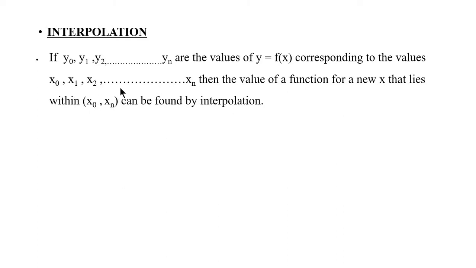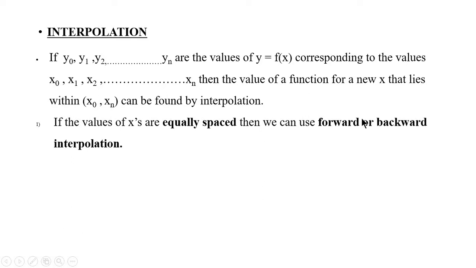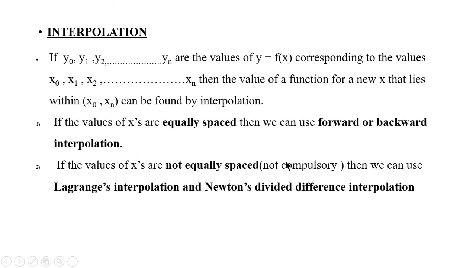If these values of x, that is x0, x1, x2 etc. xn, are all equally spaced, that is they are at equal intervals, the differences of x are all the same, then we can use both Newton backward or forward interpolation formula. If they are not equally spaced, that is the differences of x are not equal, then we can use Lagrange interpolation or Newton's divided difference interpolation. In this video, I am going to teach you about forward or backward interpolation.